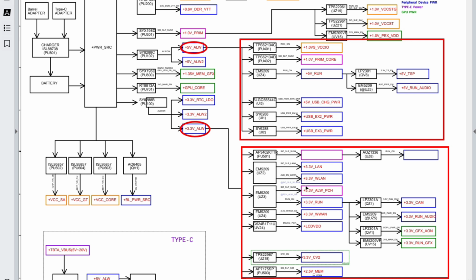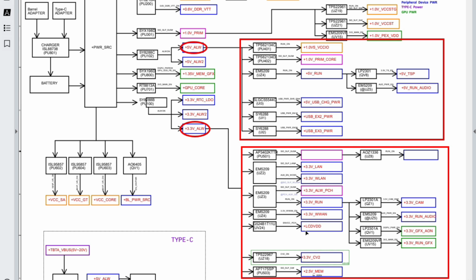I will show you how. Let's take a look at these voltages that are derived or extracted from 3.3 volt. We have 3.3 volt for LAN, 3.3 volt for wireless, and 3.3 volt for PCH. PCH means the graphic card integrated with the ICH or the sound bridge. We have plus 3.3 volt for the chipsets, also plus 3.3 volt for the WAN.